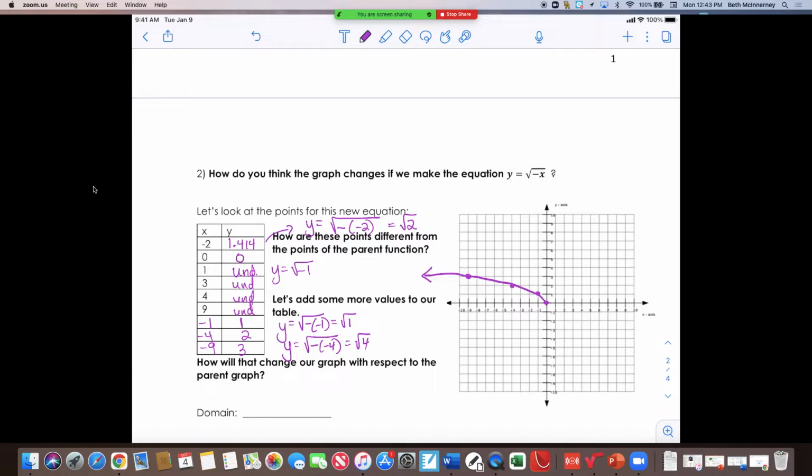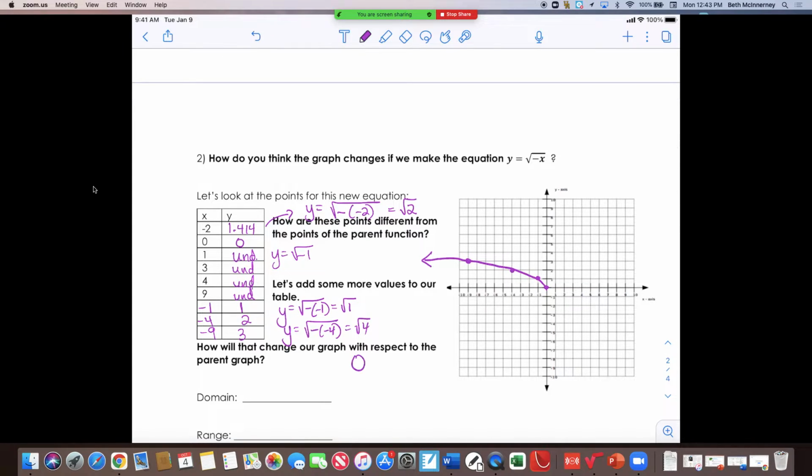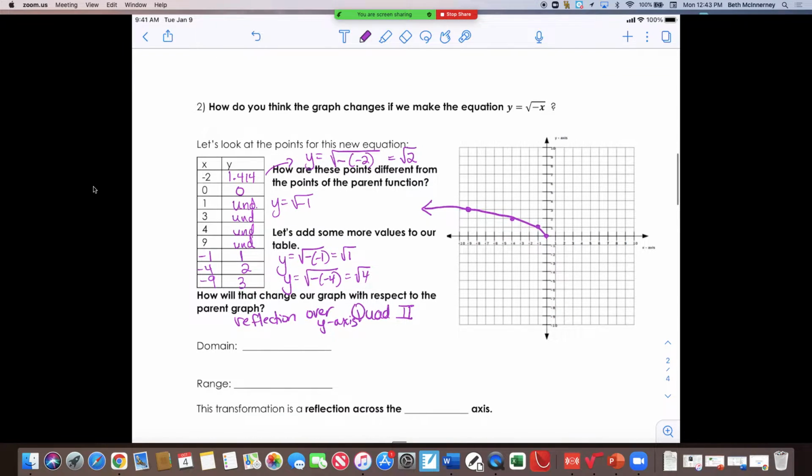Oh, so now do you notice this is in what quadrant? That's in quadrant 2. What kind of reflection is it? It's not across the x-axis. Isn't that weird? This is a reflection over the y-axis. So what it did is it took all of the x values and made them the opposite of the x values.